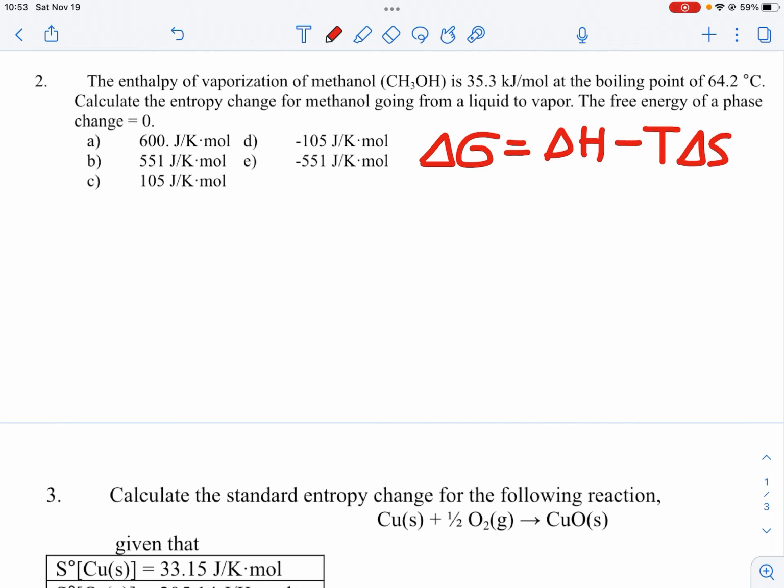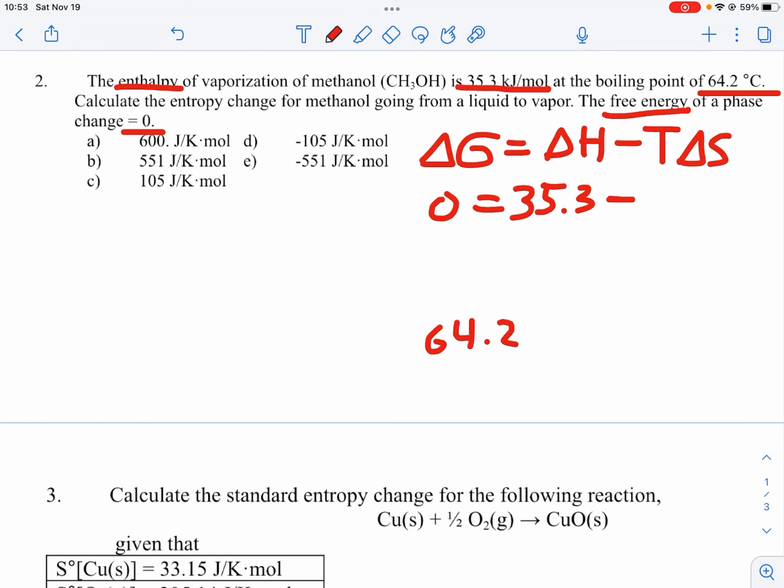So in the problem, they told us that the free energy equals 0. Put it 0, and then equals. And then in the problem, it also told us that the enthalpy of vaporization is 35.3. So 35.3 minus T, which is temperature. And they give you a temperature right there, but it's in degrees Celsius. It has to be in Kelvin, no matter what. So we have to do the conversion, which is just 64.2 plus 273.